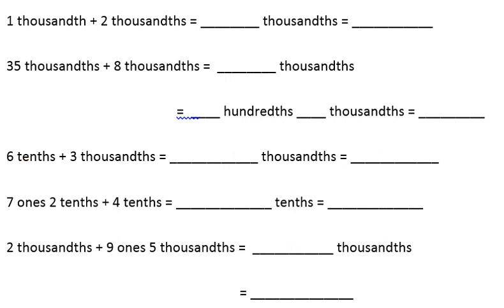So if I have 1 thousandth and I'm adding another 2 thousandths to it, then I have 3 thousandths. To write that in standard form, I have to make sure that the 3 ends up in the thousandths place, which is 3 place values to the right of the decimal point. Here I have 35 thousandths plus 8 thousandths, which would give me 43 thousandths. It's asking me how many hundredths I have and how many thousandths I have.